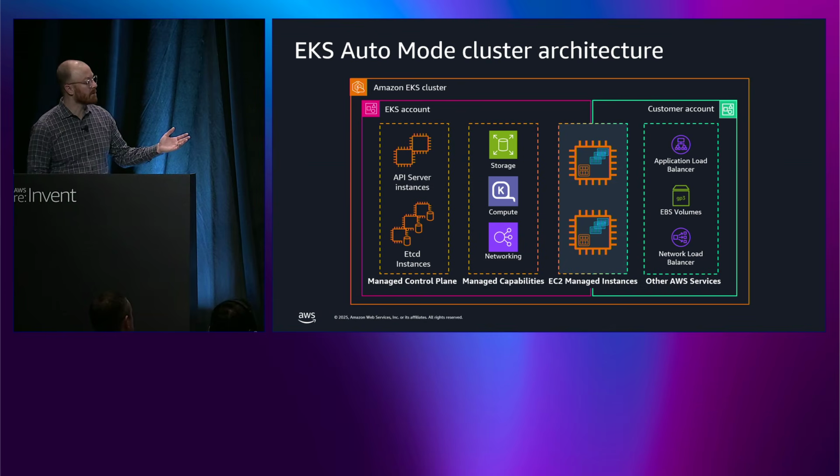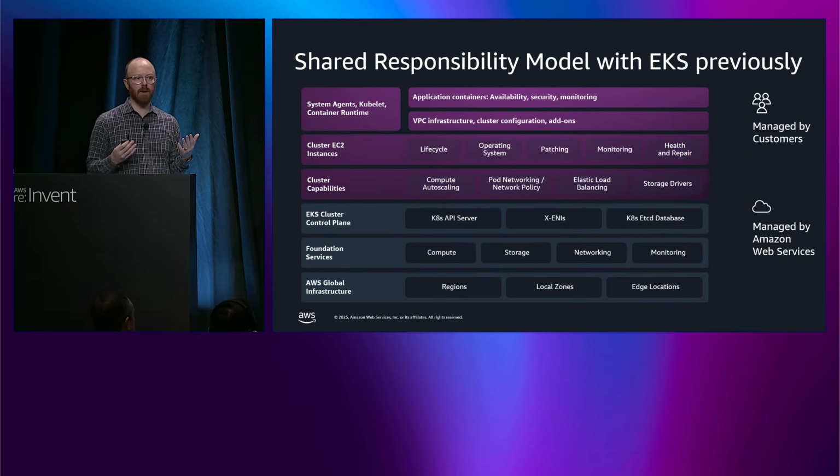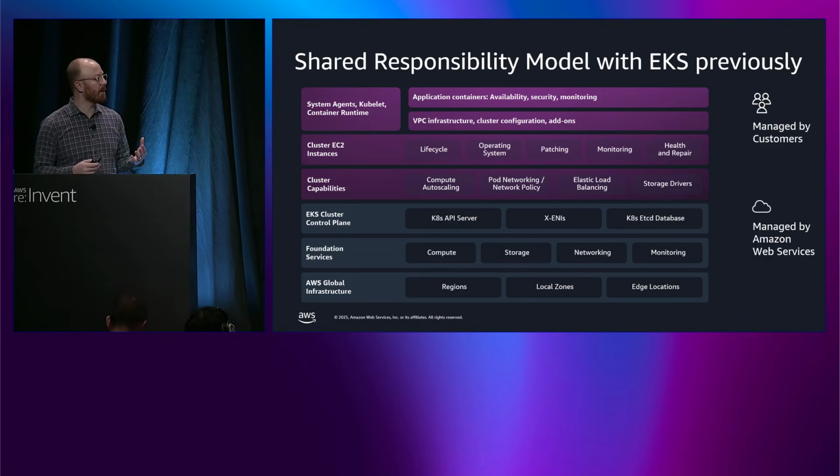Other supporting infrastructure resources like load balancers and EBS volumes continue to exist in your account as they have since EKS launched. One other way that we like to think about how the balance of what each of us is responsible for changes with Auto Mode is with the shared responsibility model. This shows what part of an architecture is our responsibility and what part a customer is responsible for.